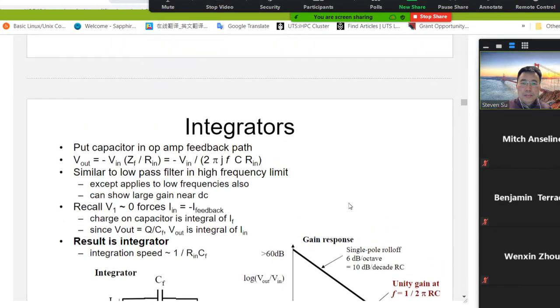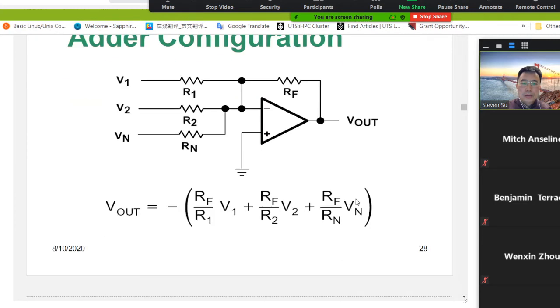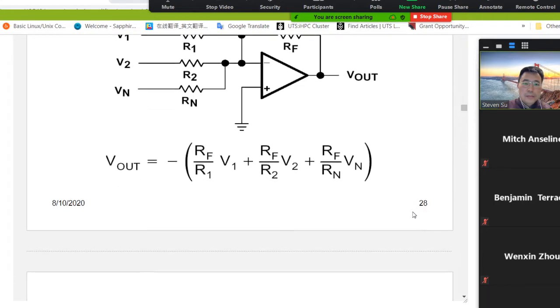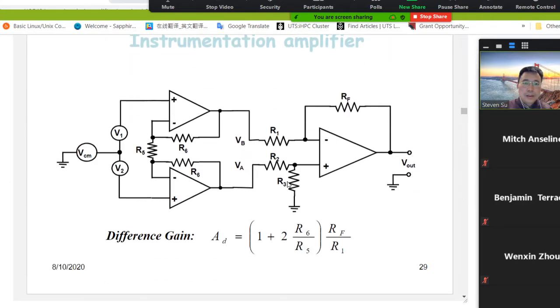We also have some integral and differential circuits in either configuration. This is similar to the inverting or non-inverting amplifier. It's like inverting, they have minus, right? From the minus side.